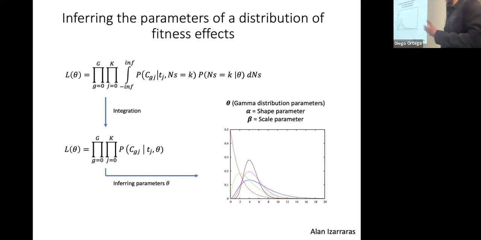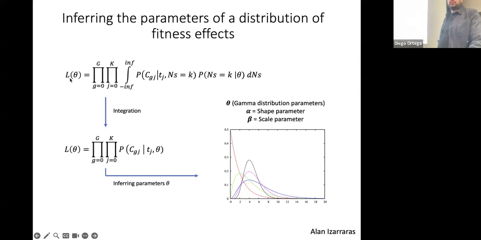So in humans, what people have seen is that the gamma distribution provides a good fit many times to the distribution of fitness effects. Based on that observation, you can try to set up a gamma distribution or any other probability distribution that you wish. And then you can try to infer the parameters that define that distribution of fitness effects.